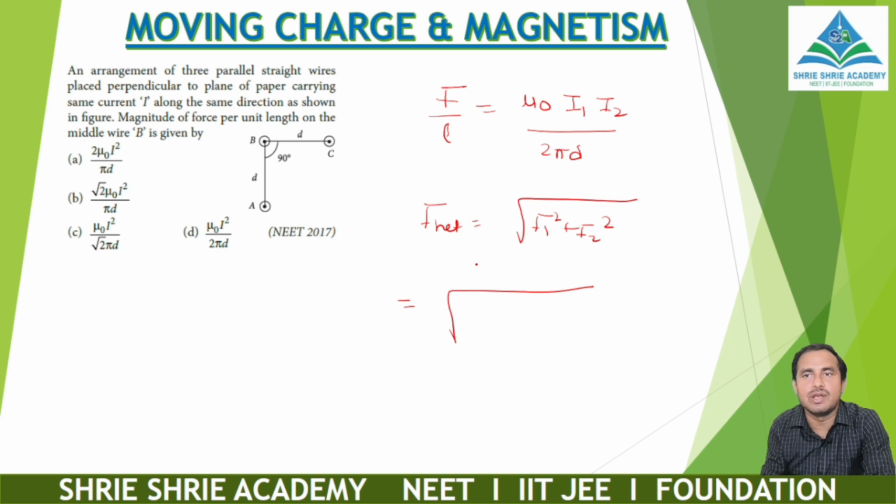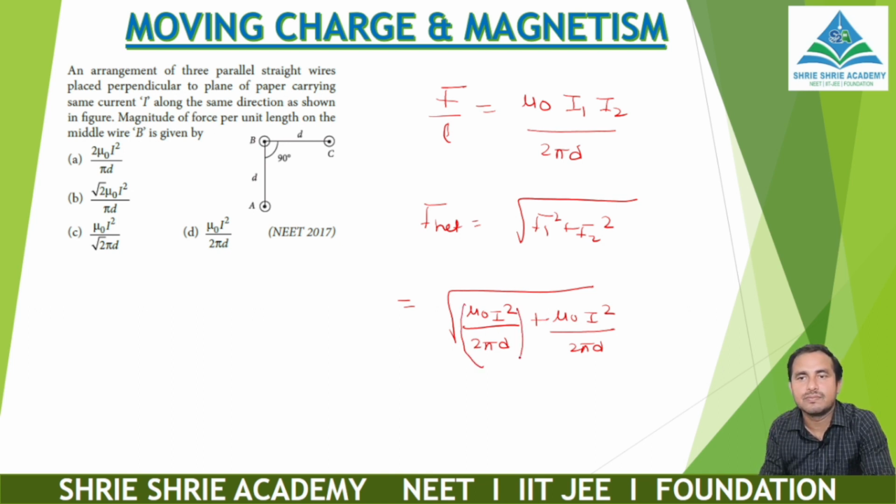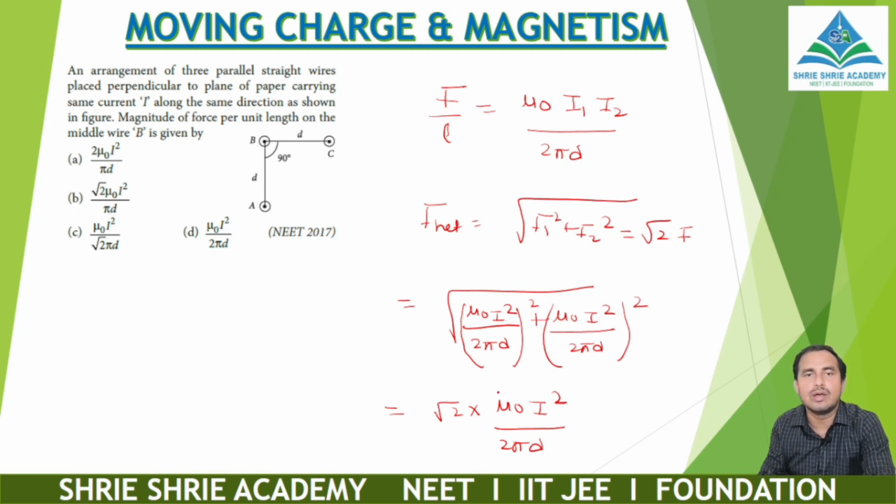Then the current is the same, so you write here mu naught I square divided by 2 pi d, for an infinite wire, plus again mu naught I square divided by 2 pi d. This is force per unit length, and you have to take the square of it. The same force is there, so the resultant force is root 2 into F. So you write root 2 into mu naught I square divided by 2 pi d. Simplifying, root 2 will come in the denominator, root 2 and 2 get cancelled, so the answer will be the third option.